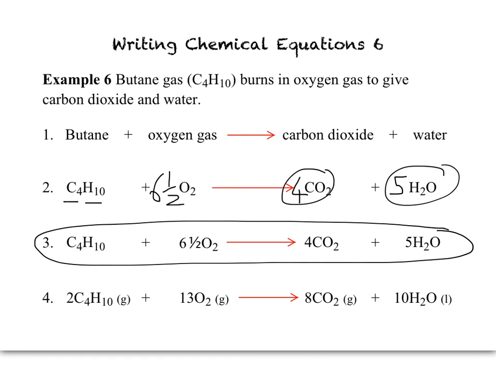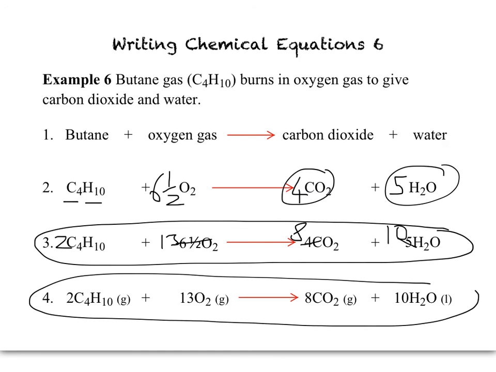This balanced equation is of course normally accepted. Halves, quarters and thirds are also used. But if you're unhappy with using halves, quarters or thirds, you can of course double the equation here. If you double everything, then this becomes 2, this now becomes 13, this becomes 8, and this becomes 10. And we now have our balanced equation here at the bottom.